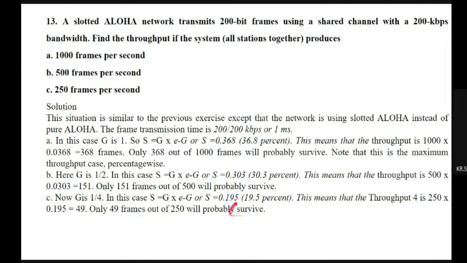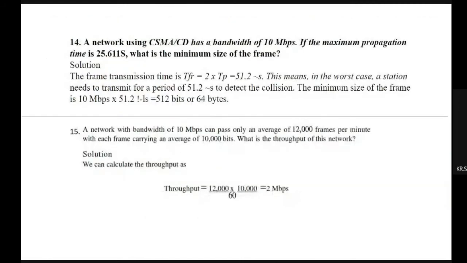So almost 90 percentage means the throughput is 4 into 250. So the 250 into 0.195, 49 frames. It's not a percentage, only 49 frames out of 250 probably survived. So you have to apply the G value in each slotted Aloha. Then only you can find the S value or the maximum throughput. Okay, so this is a slotted Aloha problem. Next.